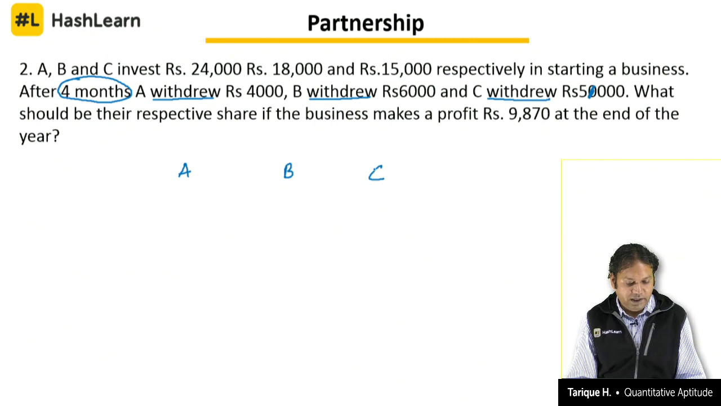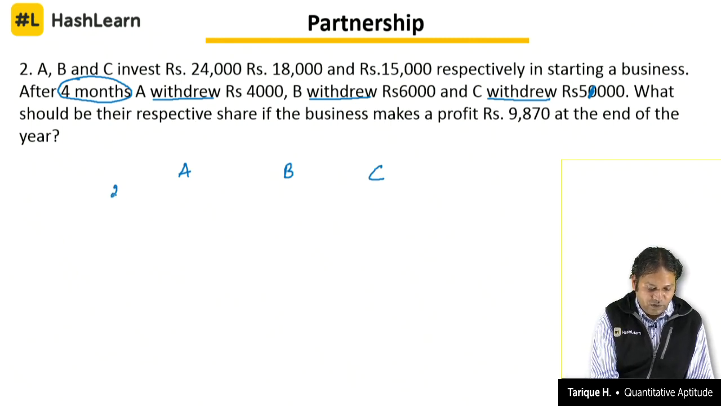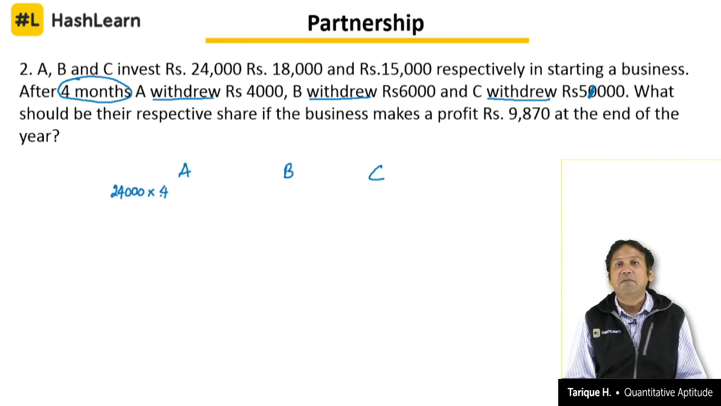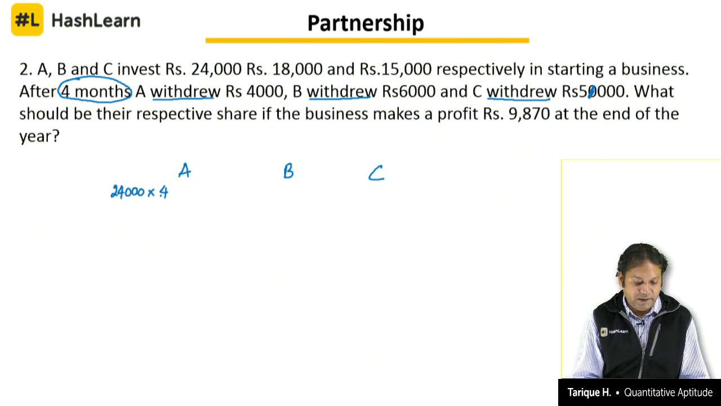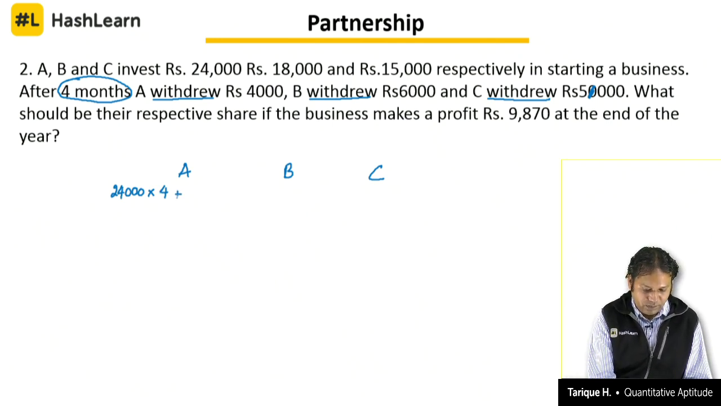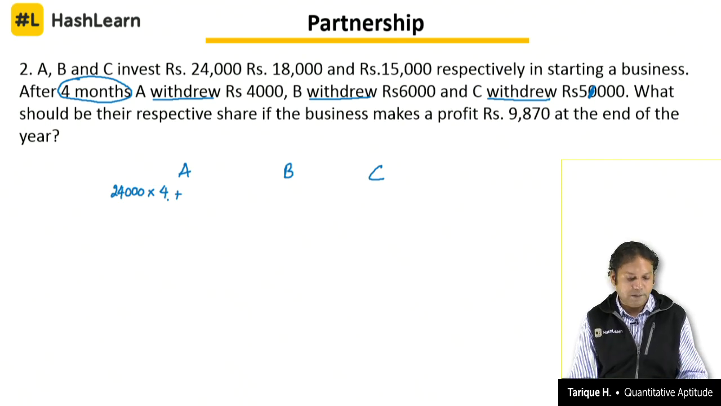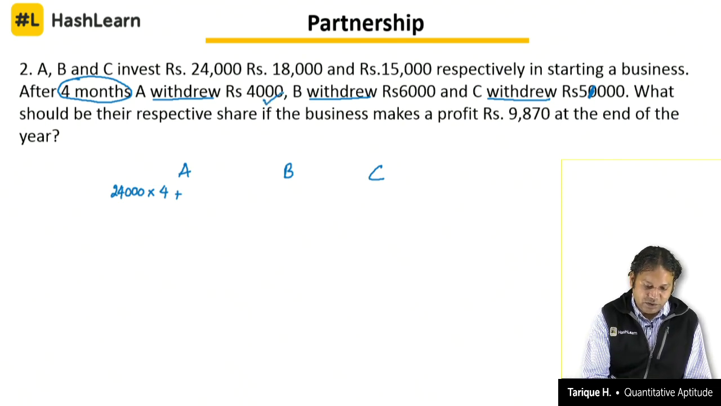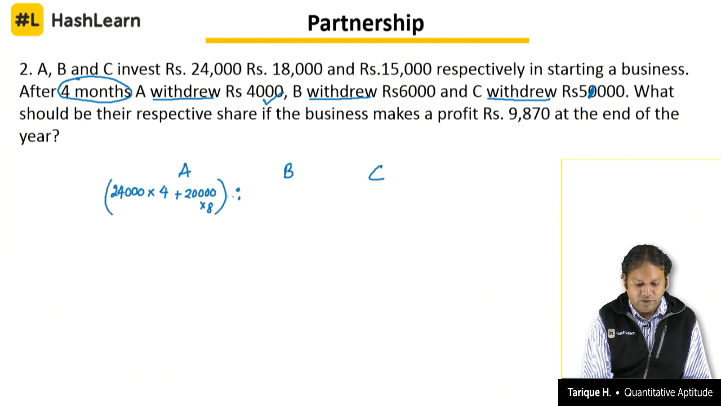So, we start with A. He invested 24,000 rupees and this remained his investment for 4 months. After 4 months his investment is changing. So, we will first multiply 24,000 into 4. Now, for the remaining 8 months he has taken out 4,000 rupees. So, what is left with him? 20,000. So, we multiply 20,000 into 8. This gives you the part for A. Now, let us do the same thing for B also.